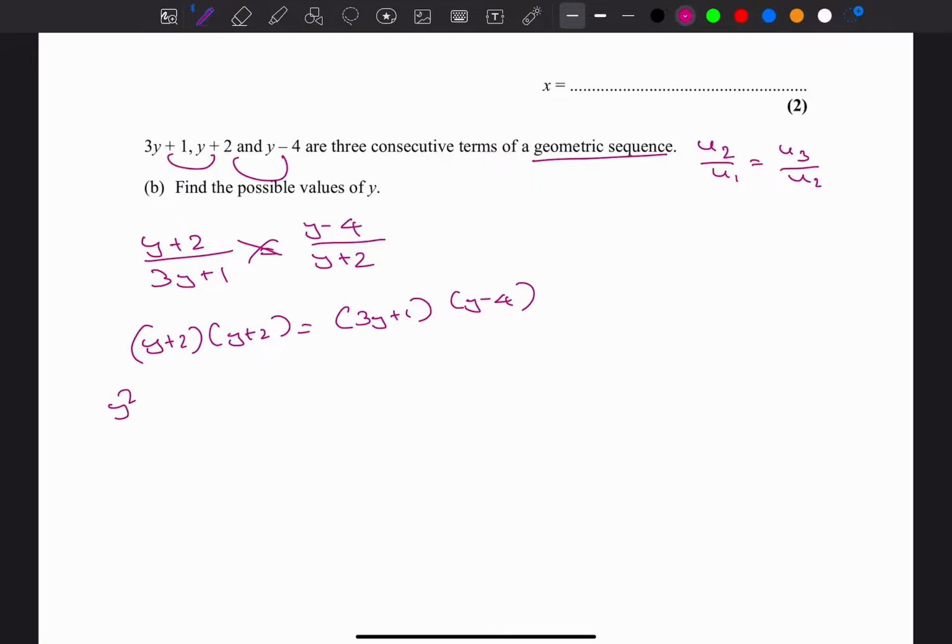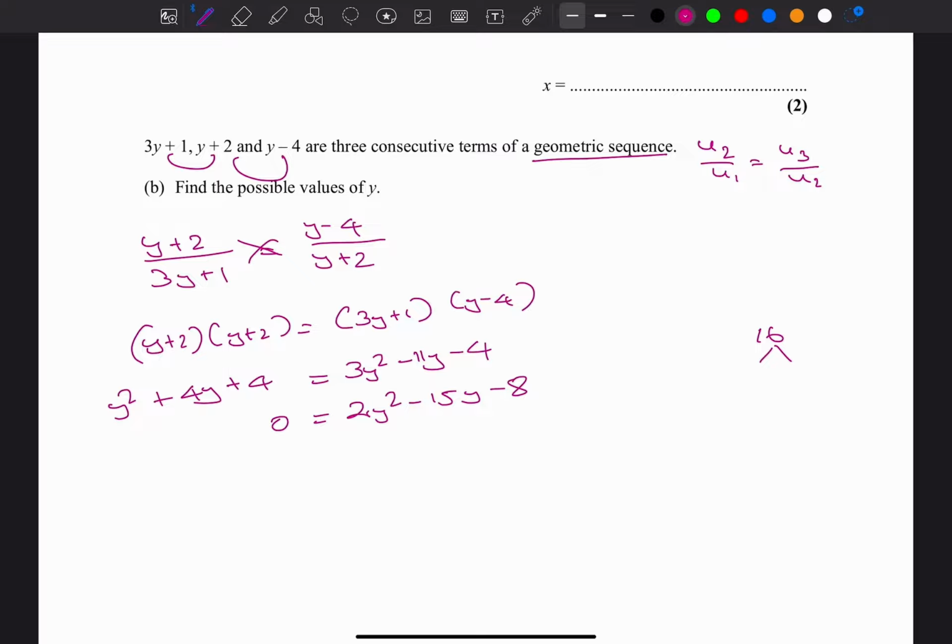So I got y squared plus 2y, 2y, that makes it 4y plus 4, equals 3y squared minus 12y plus y is minus 11y minus 4. Bring everything to the right side. 3y squared take away y squared is 2y squared. Minus 11y minus 4y is minus 15y. Minus 4 is minus 8. Can I divide by any number? Nope. 2 times 8 is 16.